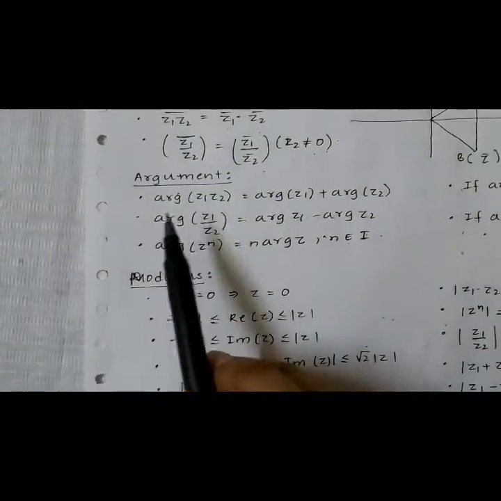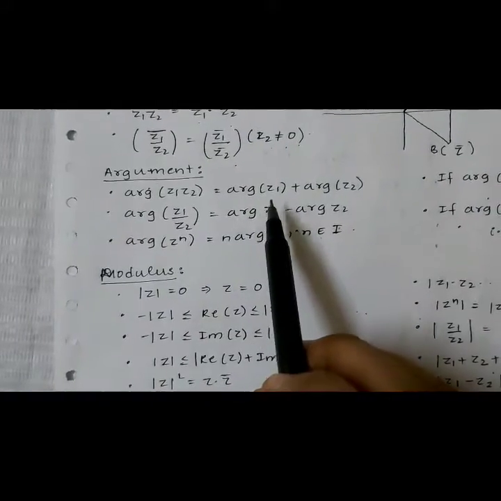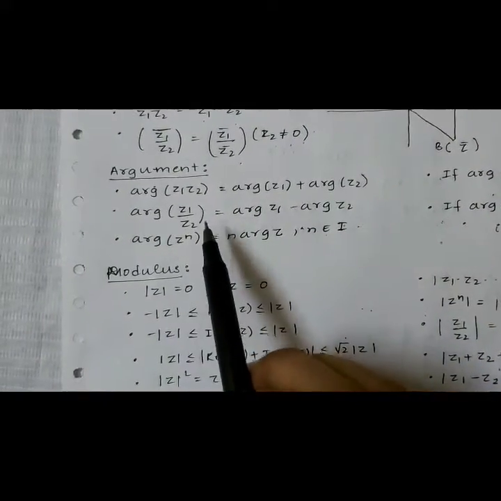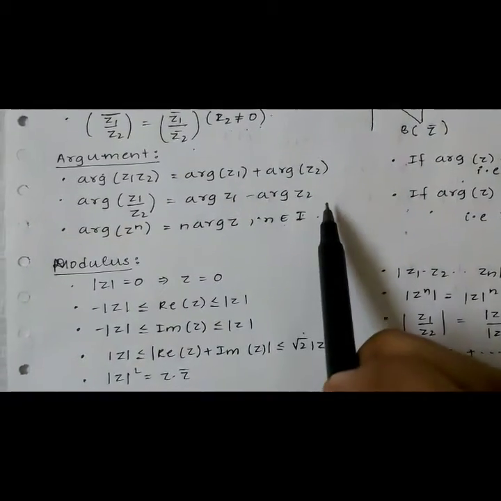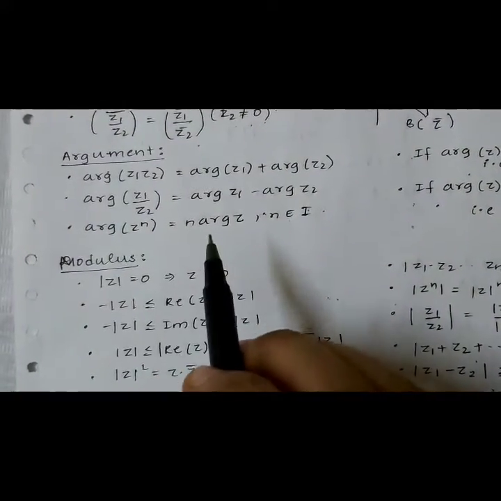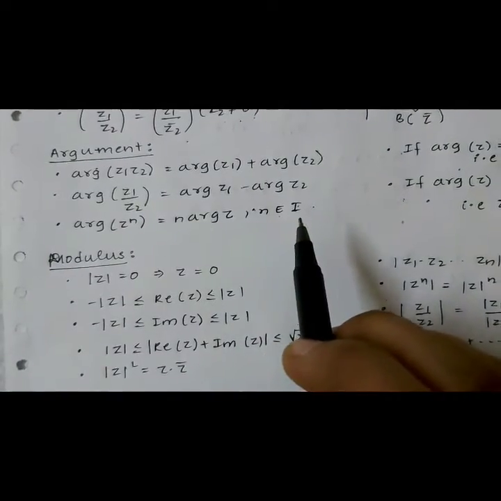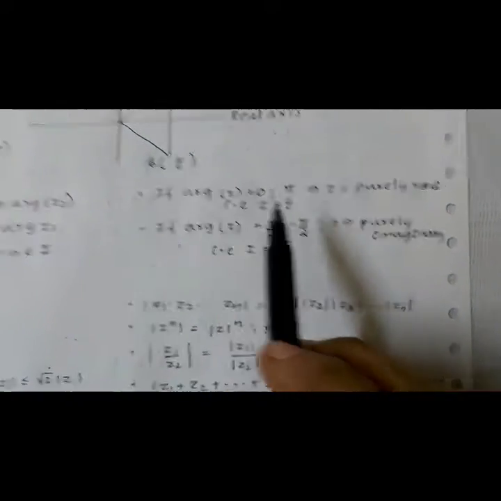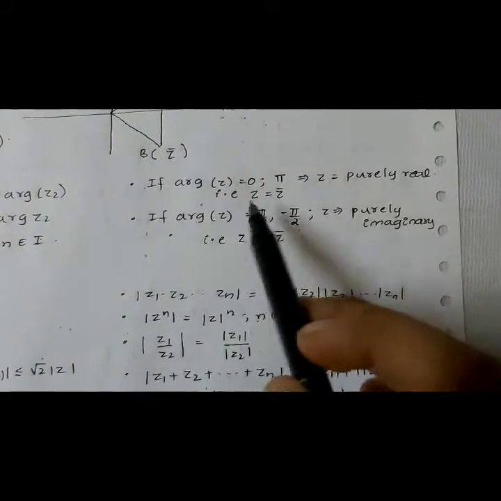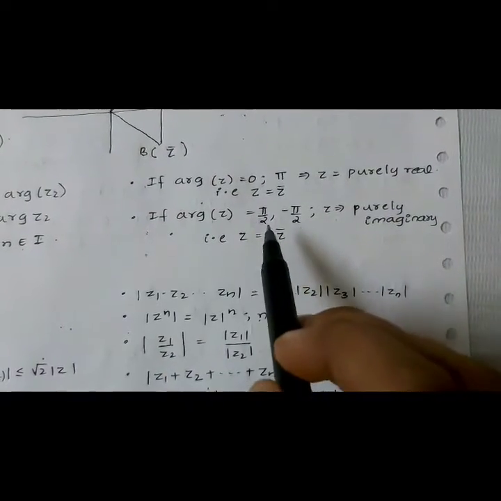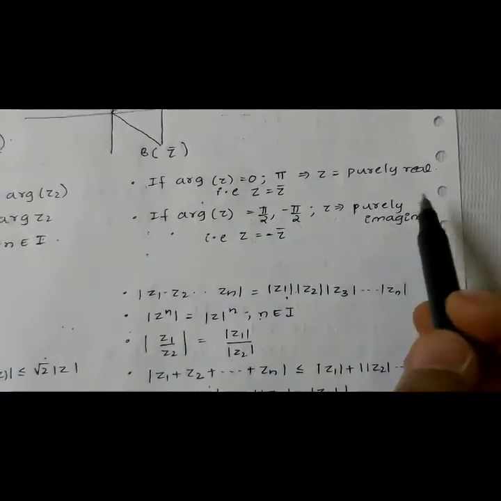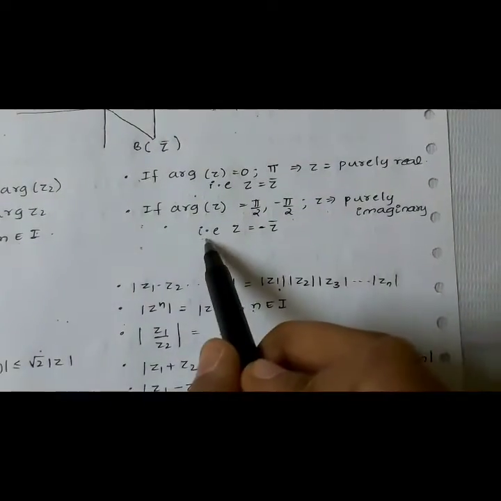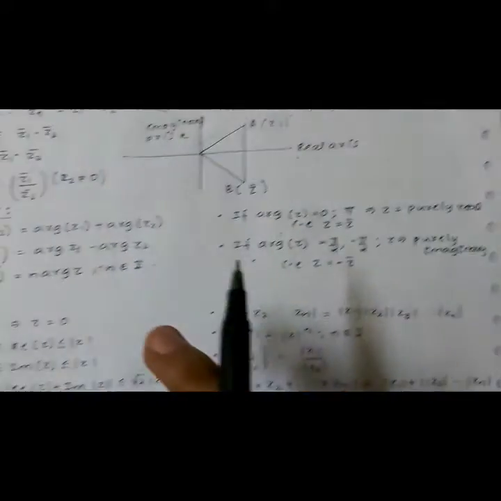Now argument. Argument of z1 z2 is argument of z1 plus argument of z2. Argument of z1 by z2 is argument of z1 minus argument of z2. Argument of z whole power n is n argument of z, where n belongs to integers. Argument of z is 0 or pi when z is purely real, that is z is z bar. If argument of z is pi by 2 or minus pi by 2, then z is purely imaginary, that is z is minus z bar. Here you can consider that the argument function behaves as a log function.